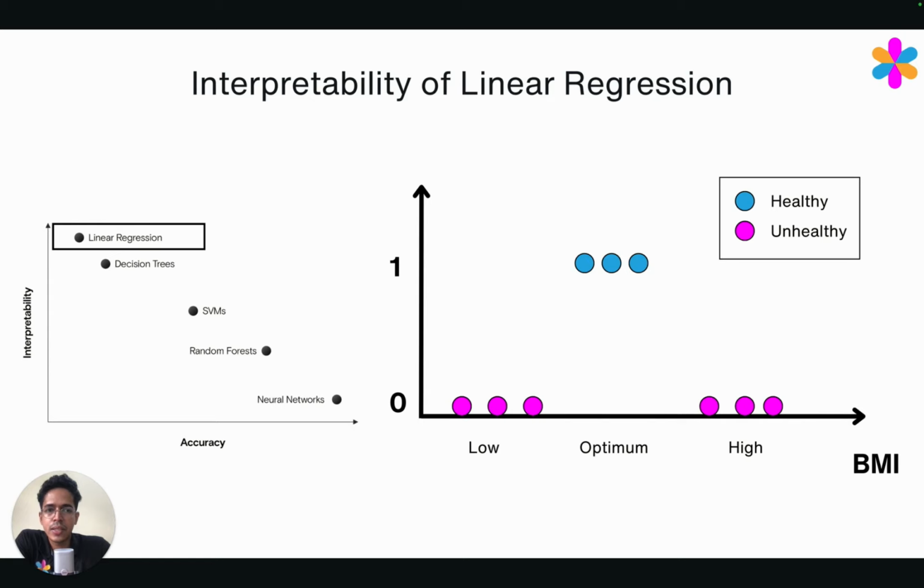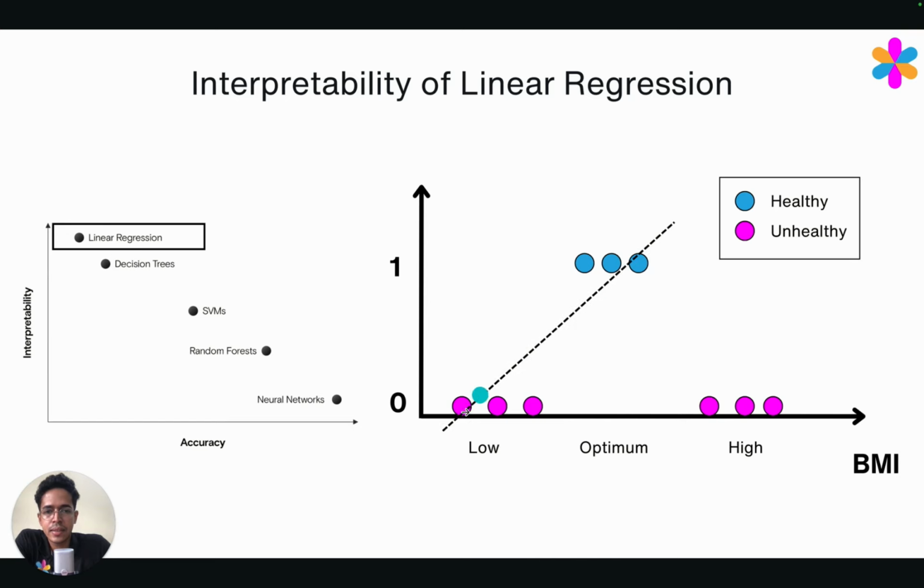So in this case, we have body mass index, BMI, on the x-axis, and two values on the y-axis, 0 or 1. So 1 meaning healthy and 0 meaning not healthy. If BMI is too low, then you are underweight. If BMI is too high, you are overweight. And if BMI is in an optimum range, maybe 18.5 to 25, something like that, you are generally healthy. So now imagine you want to fit a straight line through this.